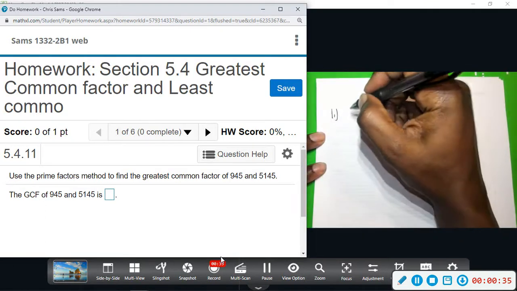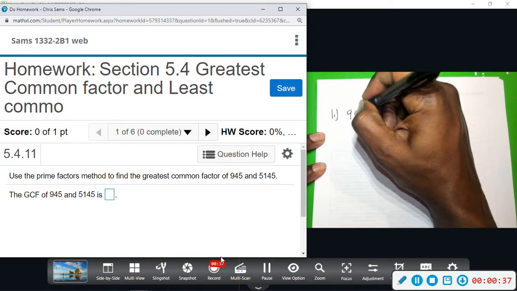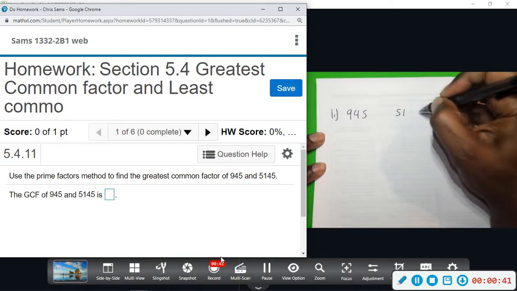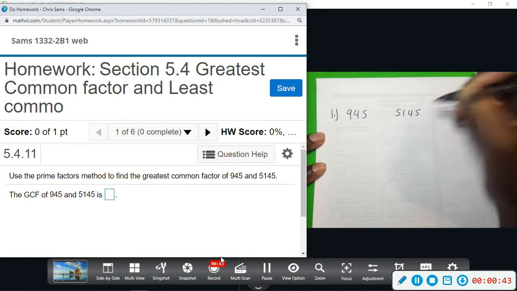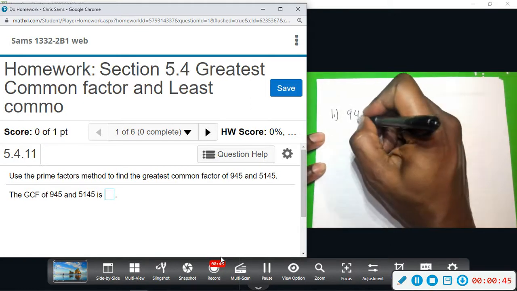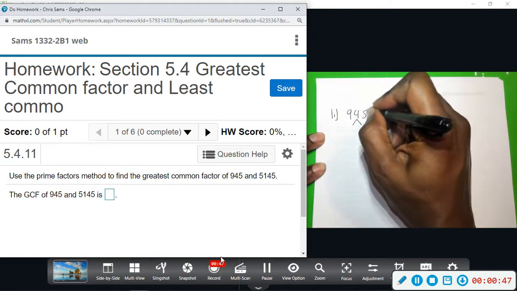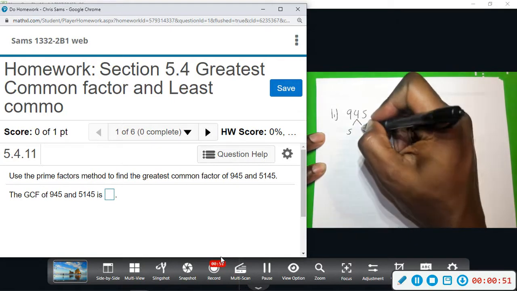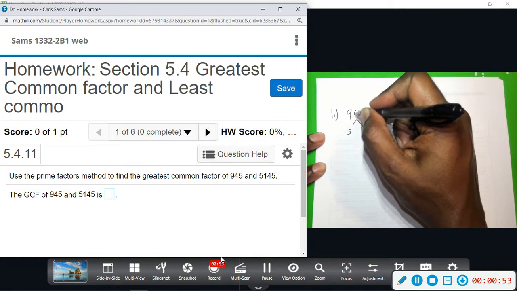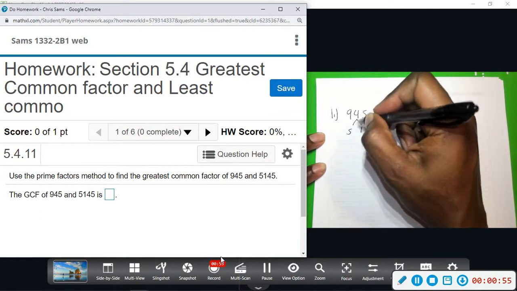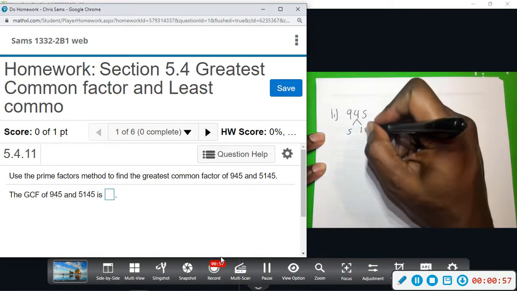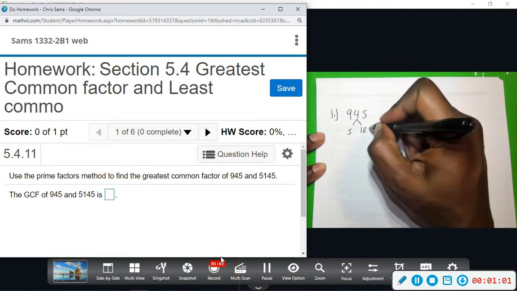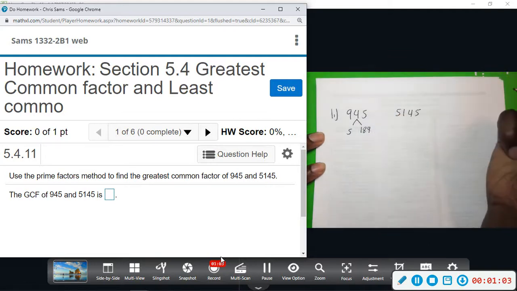So we have 945 and we have 5145. Alright, so I'm breaking down the primes. This number is divisible by 5 because it ends in a 5, and 5 is a prime number. 5 goes into 9 once, leaving us with 4. Bring down the 4, so 44. 5 goes into 44 8 times. It gives us 40. Bring down the 5. 45, 5 goes into there 9 times.